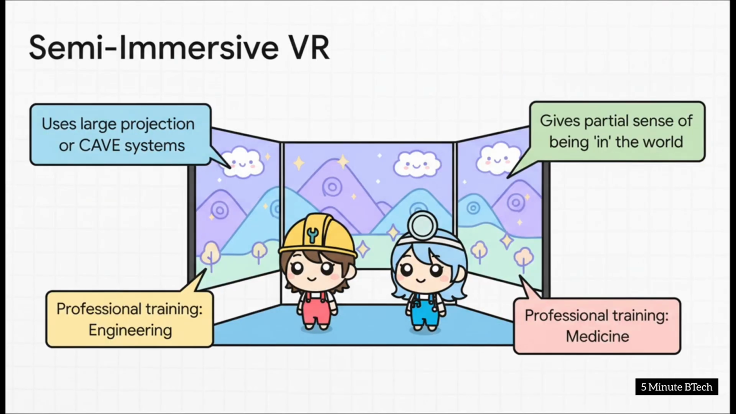Well, they use these gigantic projection screens, or something called a cave system, and that's basically a small room where the walls and sometimes even the floor are screens. It gives you this partial sense of being there without having to strap on a headset. And that's exactly why it's so valuable for really serious stuff like professional training for engineers or surgeons.